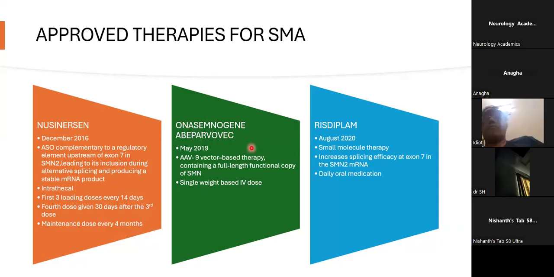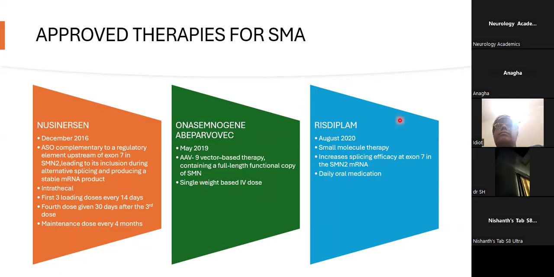Apart from this, the next gene therapy approved is onasemnogene abeparvovec. This was approved in May 2019. This is an adeno-associated virus 9 vector-based therapy containing a full-length functional copy of the SMN gene. And as we have seen in the case of vector-based DNA replacement therapy, a single IV dose will be enough. So a single weight-based IV dose is used in these patients.